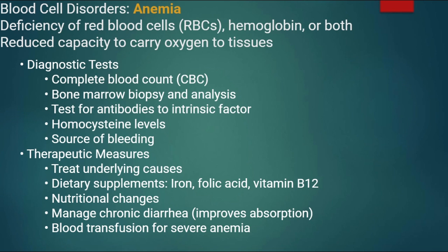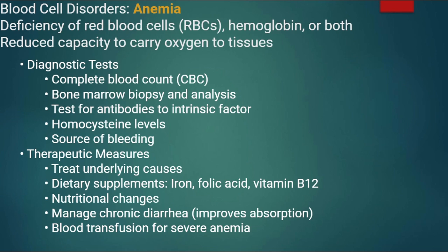When diagnosing anemia, we rely on both lab tests and physical assessment findings. The most basic test is the complete blood count, or CBC, which gives us hemoglobin, hematocrit, and red blood cell indices such as mean corpuscular volume. These values help determine whether the anemia is microcytic, macrocytic, or normocytic. In more complex cases, a bone marrow biopsy may be ordered to evaluate how well the bone marrow is producing red blood cells. This is especially important in suspected aplastic anemia or cancers affecting the marrow.